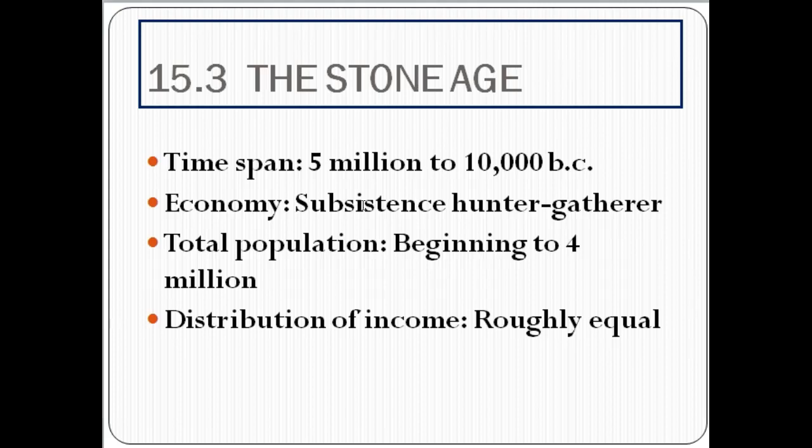So when we look at different periods, the first one is the Stone Age. The Stone Age goes from about 5 million to 10,000 BC, so basically pre-10,000 BC. The economy was hunter-gatherer, and the total population went from the beginning to 4 million. The distribution of income during this time was roughly equal because you didn't really have any kind of economic system in place at the time.